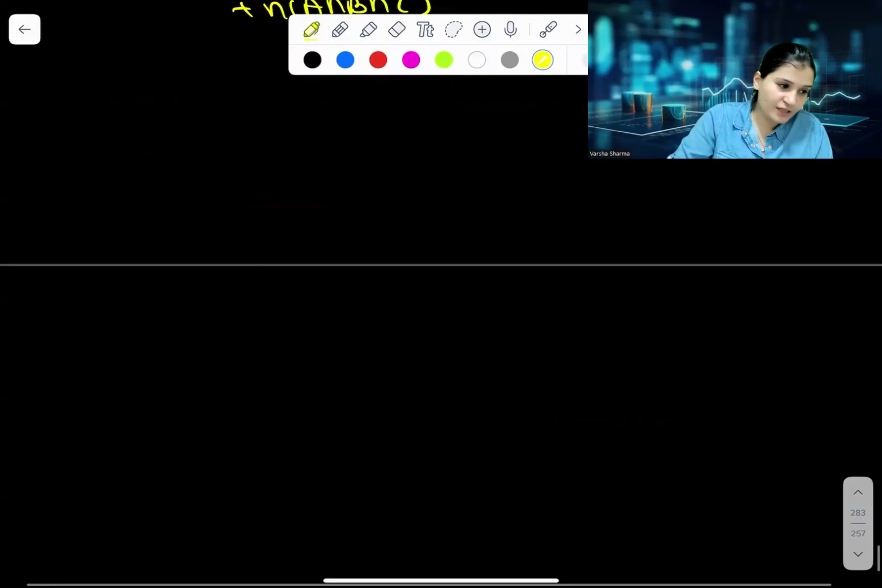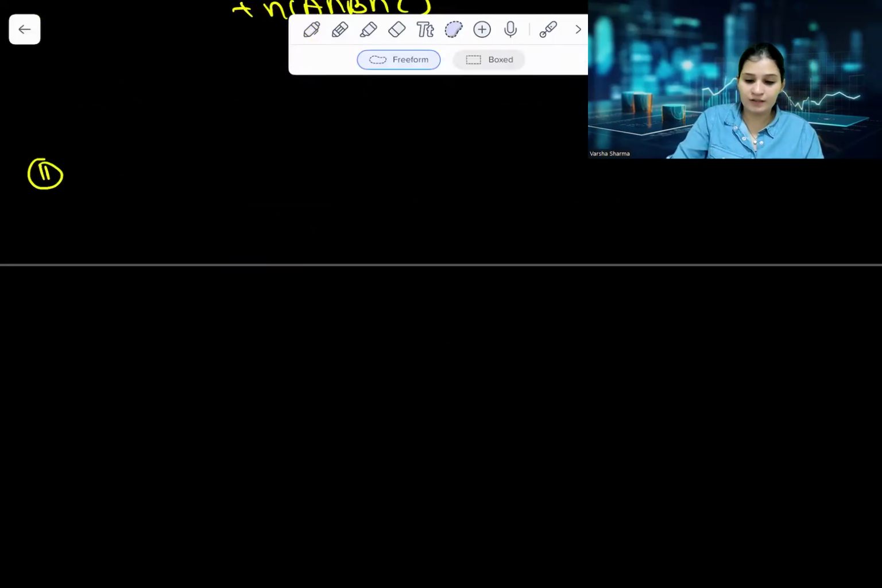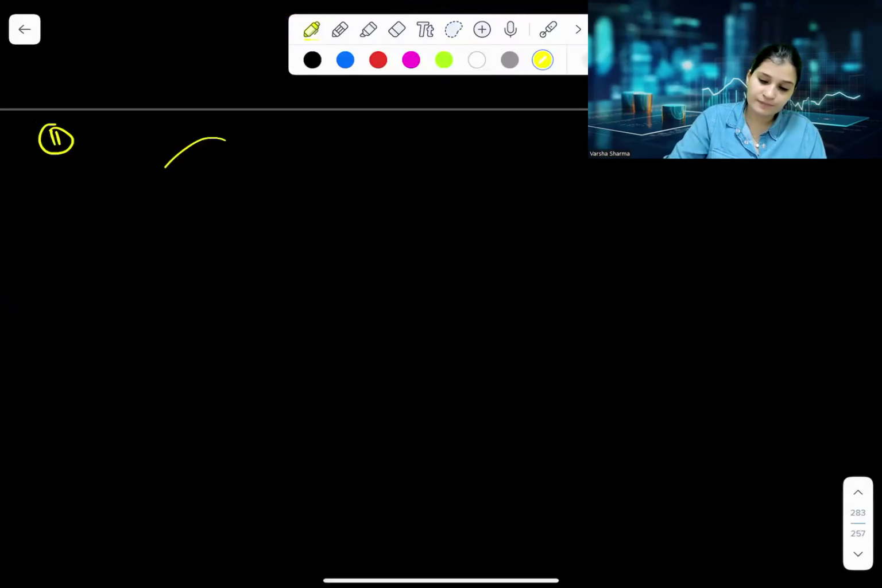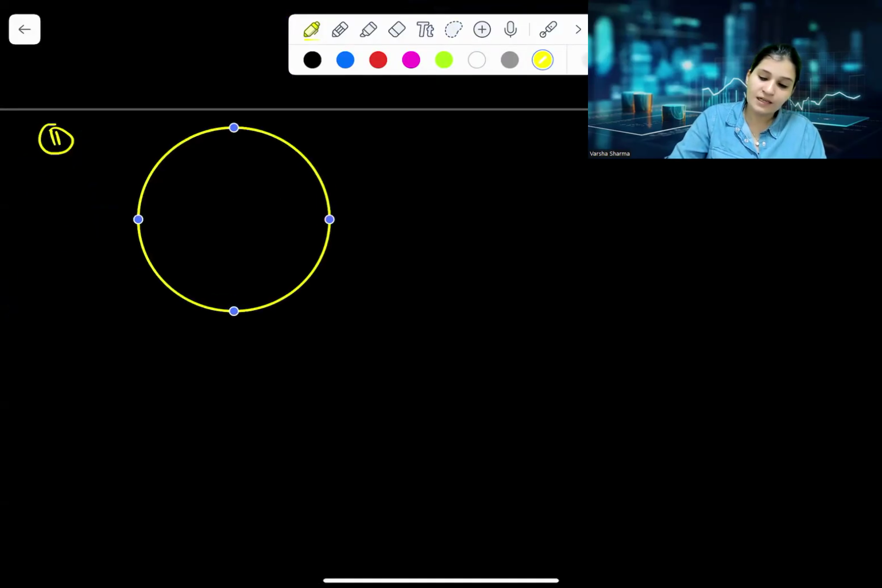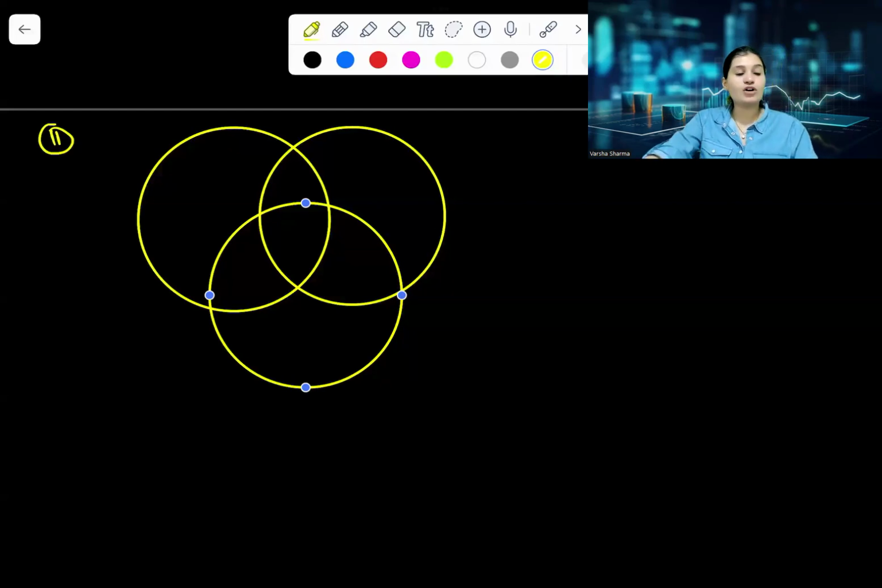Okay, let's read question number 11. We will be doing it using a Venn diagram. Let us first define the three sets. What are the three sets? People are talking about newspaper H, newspaper I, and newspaper T, right?